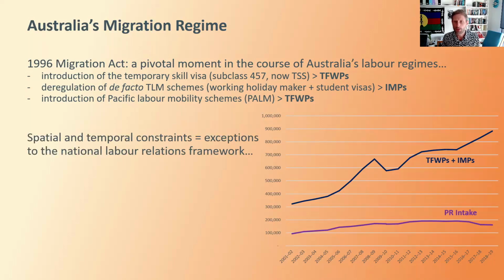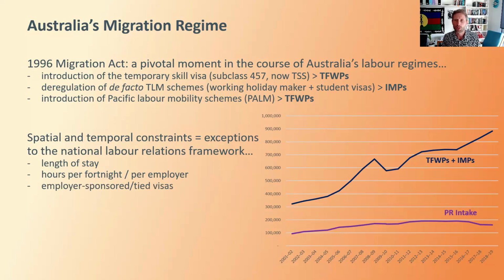And so each of these programs have introduced spatial and temporal constraints, which result in exceptions to the National Labour Relations Framework. Many of them contain limitations on the length of stay that migrant workers have in Australia, the number of hours they can work per fortnight or per employer in the case of working holiday makers and students. But also it has introduced for the first time employer sponsorship to varying degrees. So the temporary skill shortage visa is an employer sponsored visa, but it does have potential for workers to change employers, whereas the PALM visa doesn't.